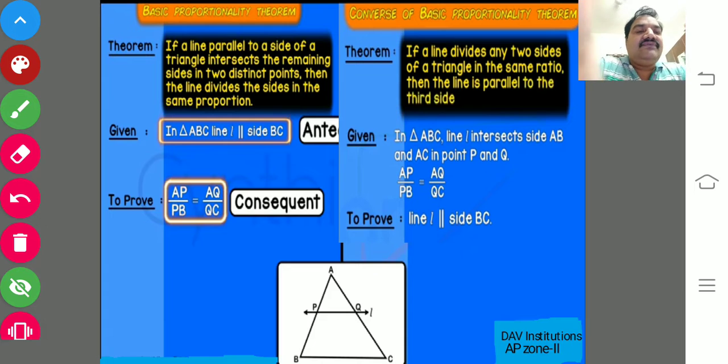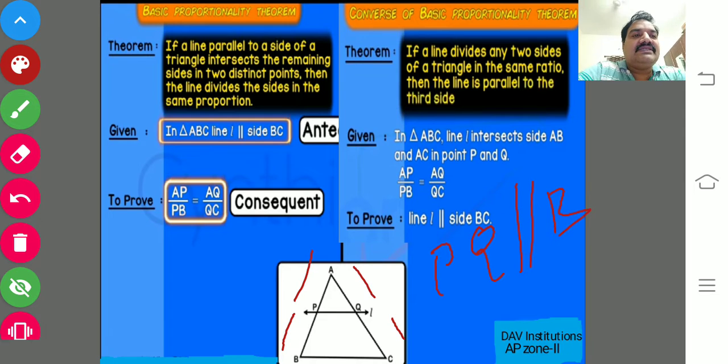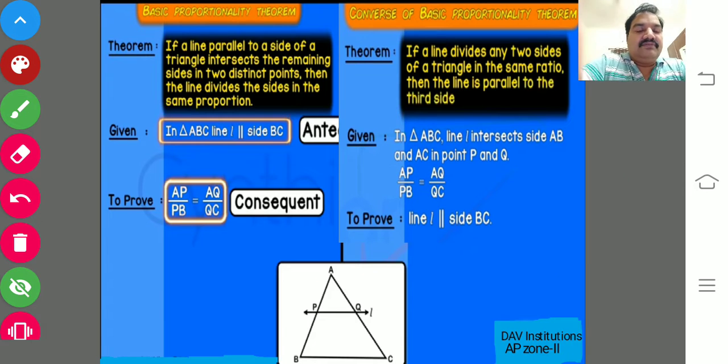Whereas the converse is different. If a line divides any two sides of a triangle in the same ratio, then the line is parallel to the third side. In this case, AP by PB equals AQ by QC is given, and in reverse you have to prove that PQ is parallel to BC. That is called the converse of the basic proportionality theorem. So these two are the main fundamental theorems. If we are very good at these, we can easily do any kind of problems.